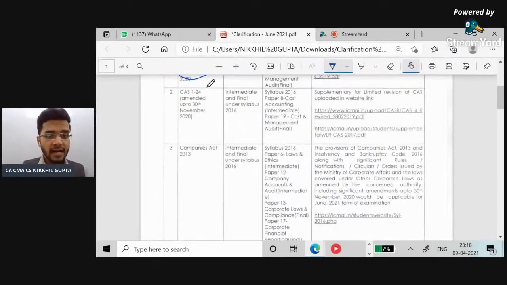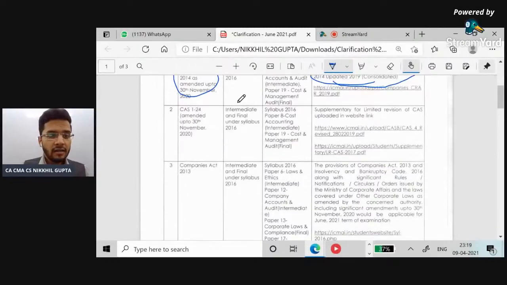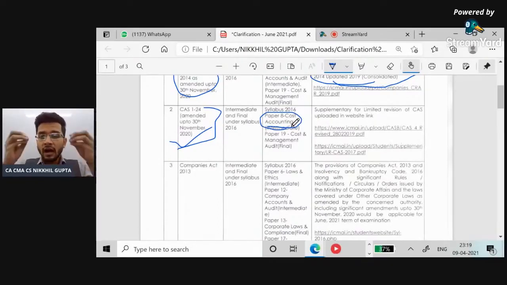Next is cost accounting standards. Cost accounting standards are applicable from 1st to 24th. Now, amendments or the FAQs or the guidance notes which have been issued till 30th November 2020, they will be applicable for your examination. This is particularly relevant to cost audit paper number 19 for the final students. And of course, it is also relevant to cost accounting paper number 8, because a part of cost accounting standards are dealt with in paper number 8 as well.